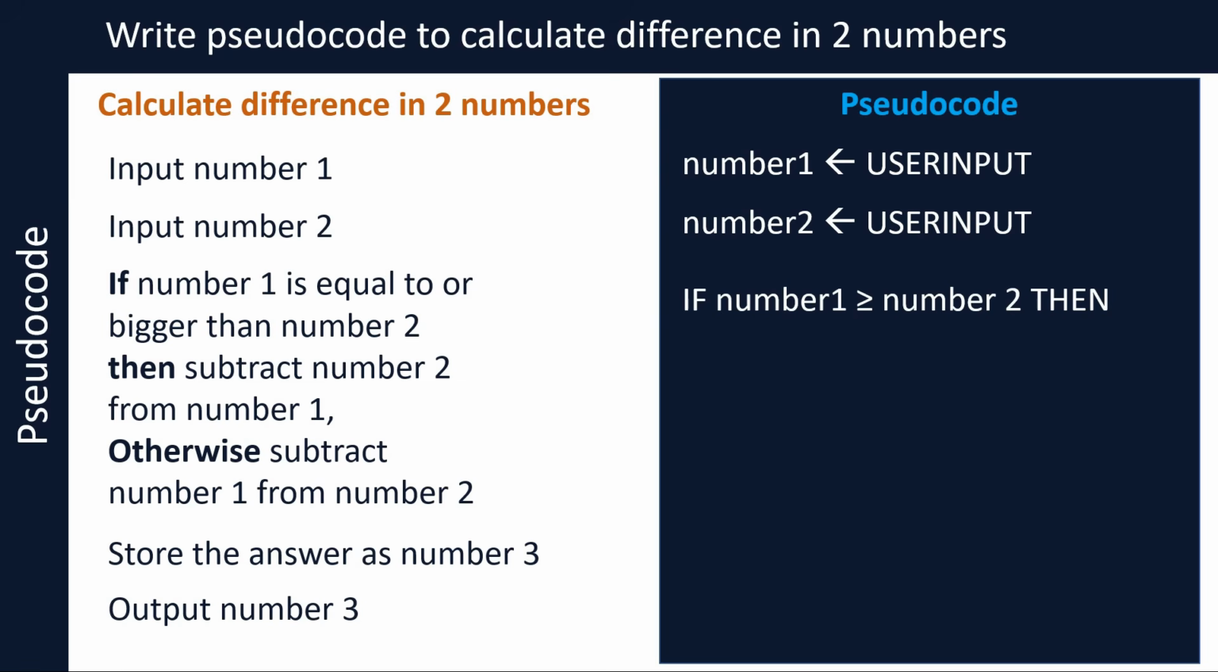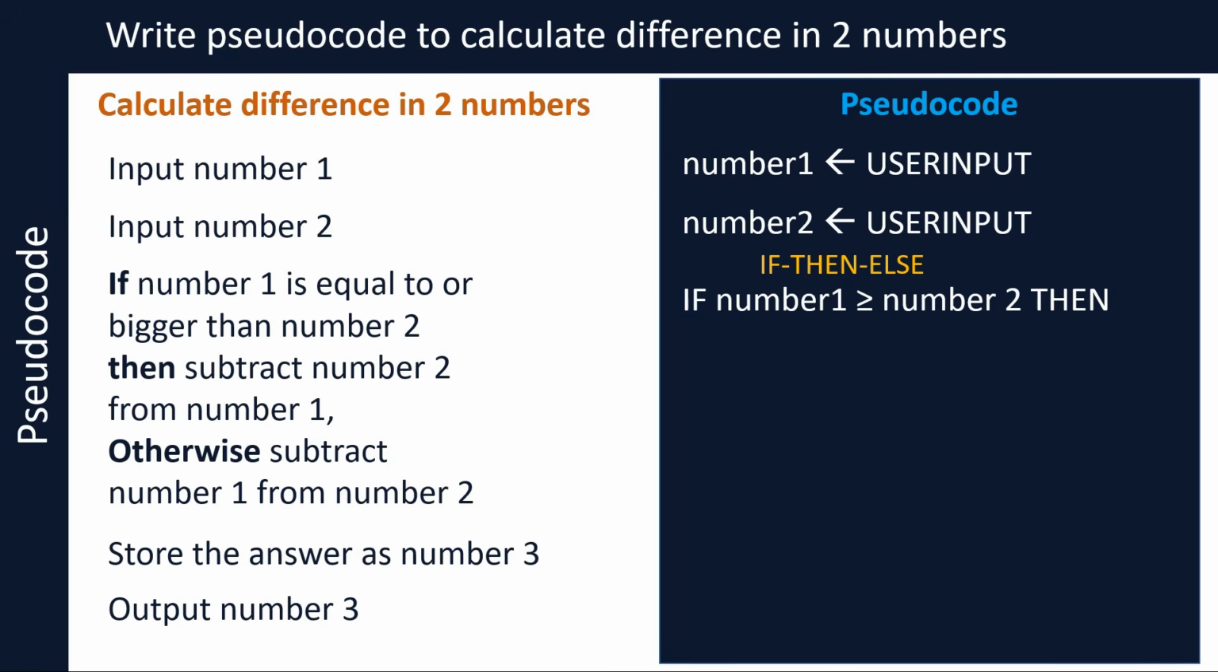In pseudocode, the selection construct is described using if, then, and else statements or keywords. There are various statements such as if then else, while, repeat until, for next that are used to describe programming constructs like selection and iteration, and we will look at these in detail in a separate video.